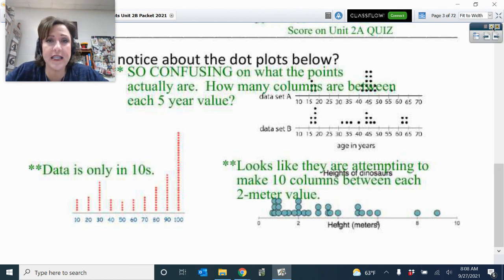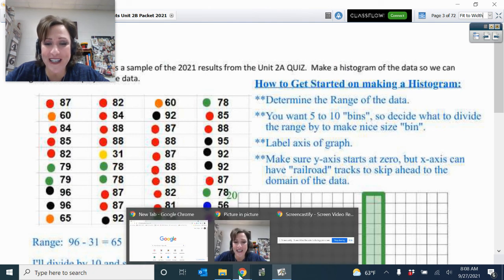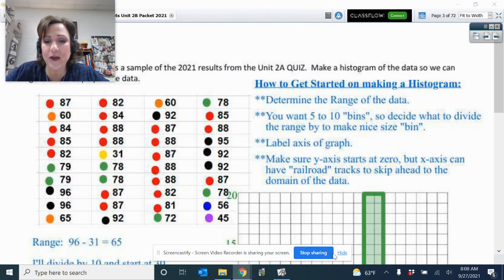All right, so that's the end of this video. I just wanted to add that component of going through making a histogram and taking a look at some of those dot plot issues. All right, so good luck to you on your assignment.